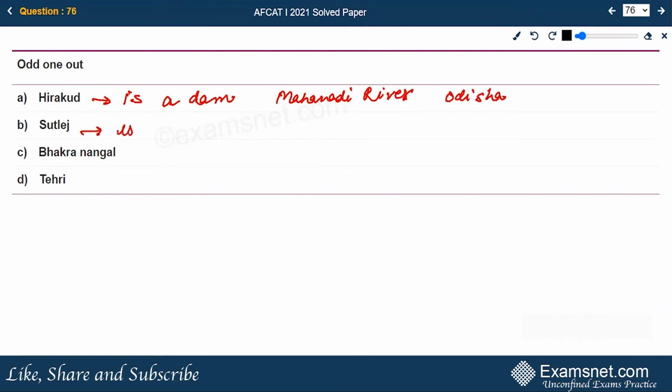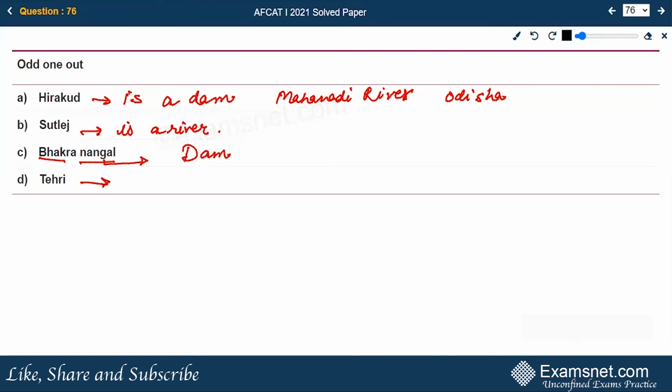Satluj is a river in Punjab. It is the longest of the 5 rivers. Next, Bhakra Dam and Nangal Dam together are called Bhakra Nangal Dam. Bhakra Dam is a concrete gravity dam on the Satluj River in Bhakra village in Bilaspur district, Himachal Pradesh in northern India. Nangal Dam is another dam in Punjab, downstream of the Bhakra Dam. So they are two different dams. In other words, they are dams.